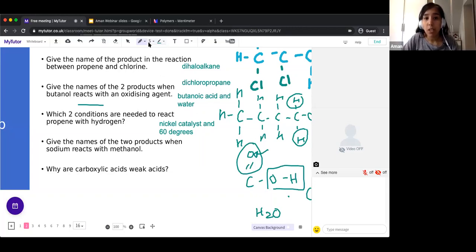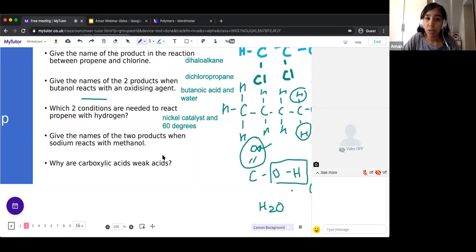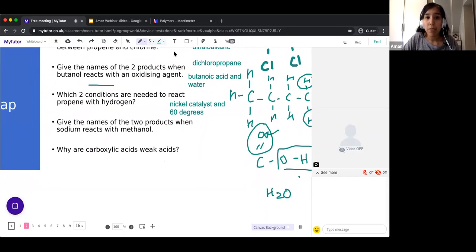Okay, so someone said sodium methoxide and water. So it's not water that's produced, it's hydrogen, but yes, sodium methoxide. And the reason for that is, if I draw methanol out, we've got our CH3OH, so this is methanol. When we add sodium in, the sodium essentially replaces the hydrogen. So it becomes sodium methoxide.